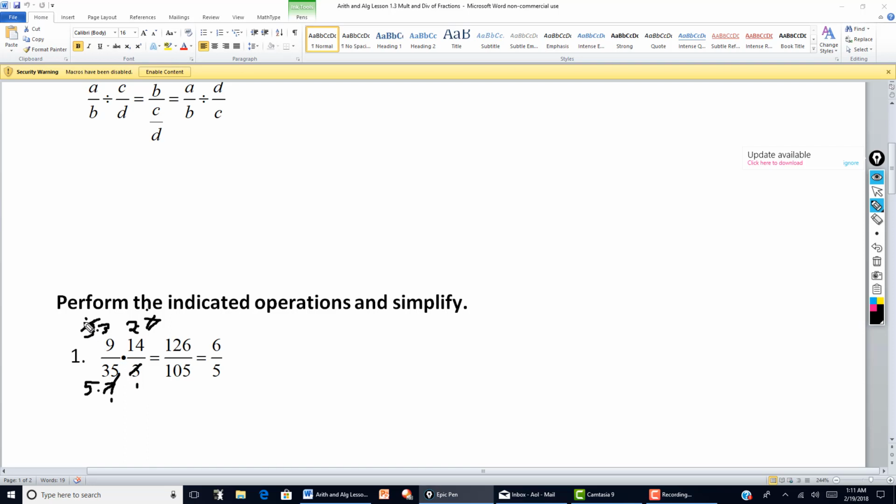So you got 1 times 3 times 2. That's 6. And in the bottom, we got 5 times 1 times 1. That's 5. So we got 6 over 5. Okay, so that's the answer. It says simplify. It doesn't say write your answer as a proper fraction, so we leave it as an improper fraction. But it is simplified or reduced. That's your answer.